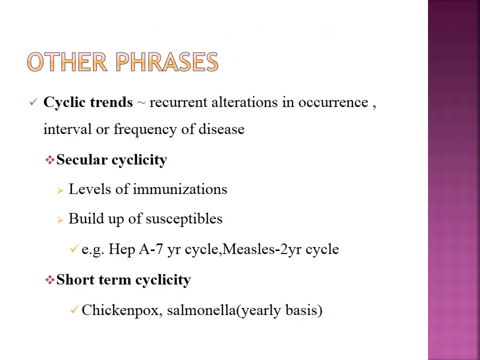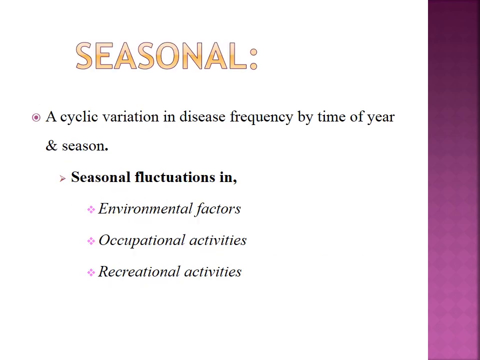The other phase is the cyclical trend, a recurrent alteration in the occurrence interval or frequency of disease. The secular cyclicity varies according to the level of immunization and build-up of susceptibles, like hepatitis A with a 7-year cycle and measles with a 2-year cycle, as was observed previously. Short-term cyclicity is seen in chickenpox and salmonella, on a daily basis. Seasonal cyclical variation of disease occurs at a particular time of the year or season, like seasonal fluctuation in occupational activities, environmental factors, and recreational life.